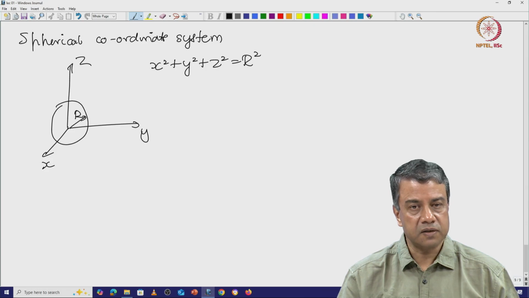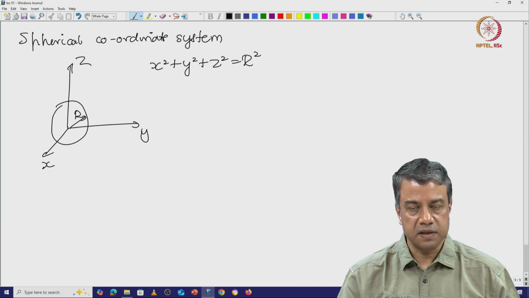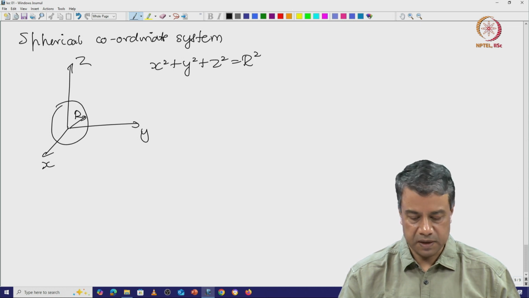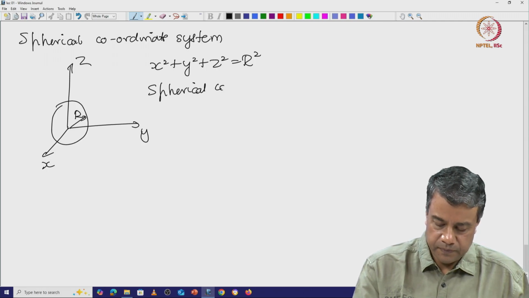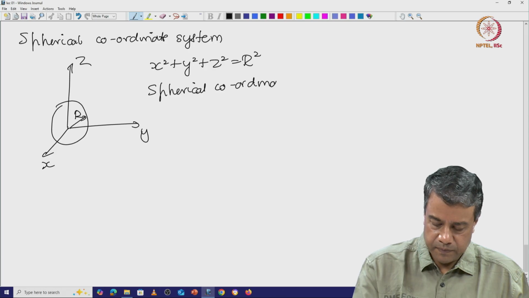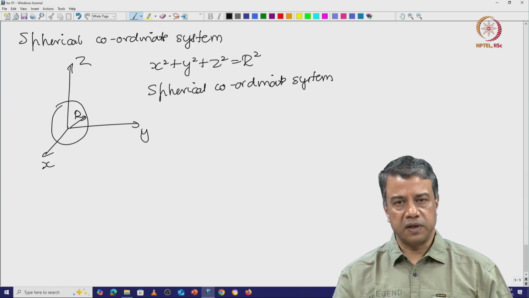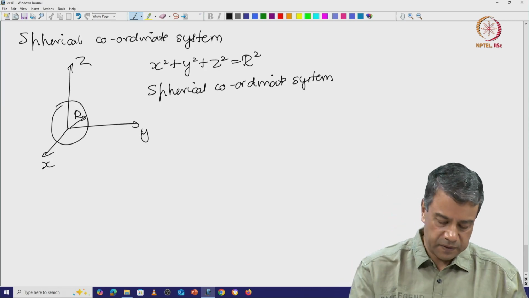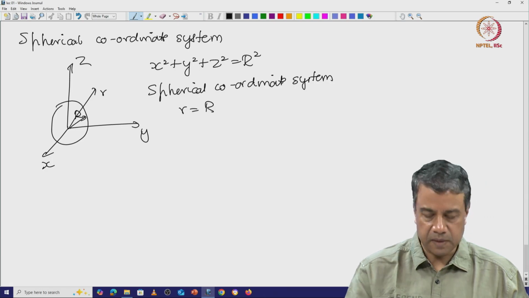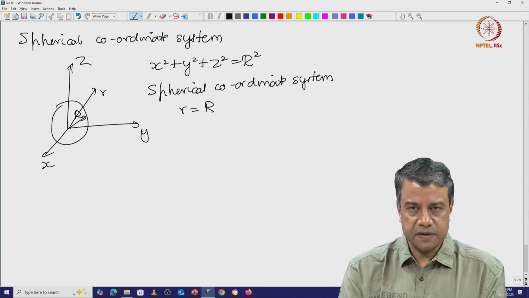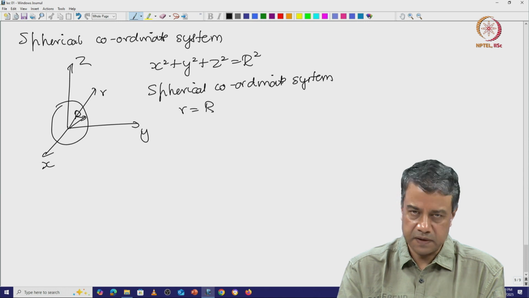It is more convenient to solve this in what is called a spherical coordinate system, where one of the coordinates is the distance from the origin. One of the coordinates is the distance from the origin. So, if I define the distance from the origin to a point as r, then the surface is just given by r is equal to capital R. So, the surface of the sphere is a surface of constant coordinate. Therefore, it makes sense to solve this in a spherical coordinate system.